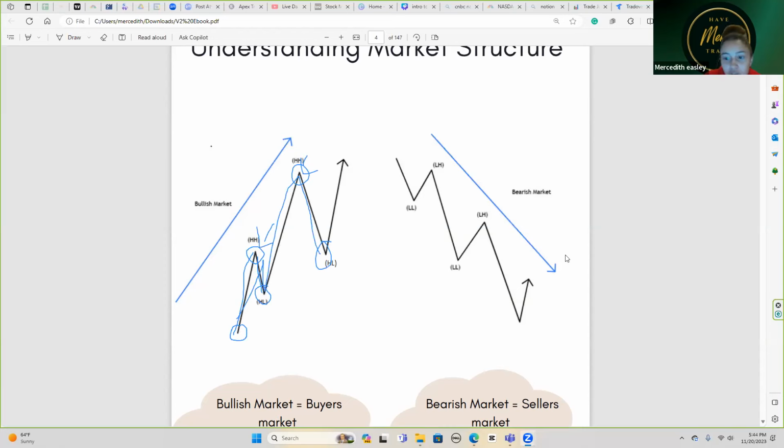What strategy do you trade? We're not there yet, but we will get there. Great question. Trust me, I just want to finish this part.